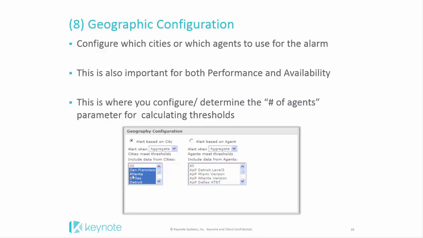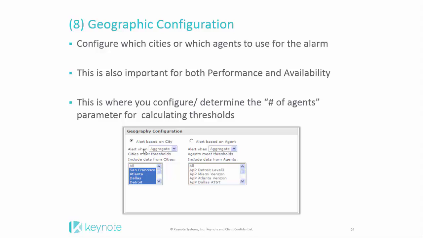So in my list here, I see Atlanta might be selected. If that agent is giving me trouble for some reason and I know it's just temporary, I could unselect Atlanta from this list and the rest of the agents remain selected. And that means the alarm calculation would happen, but not include data from Atlanta. Typically, that's a temporary issue, and you'd want to come back a few days later and reselect Atlanta so we're using the Atlanta data again.